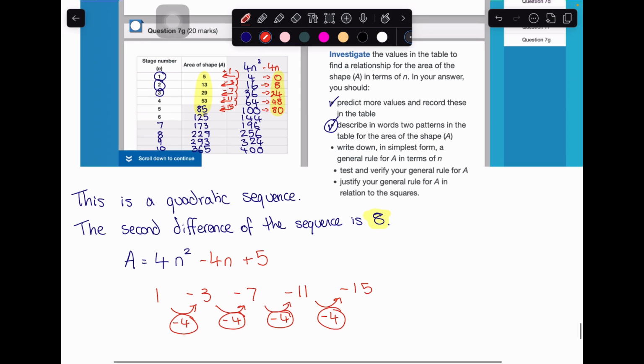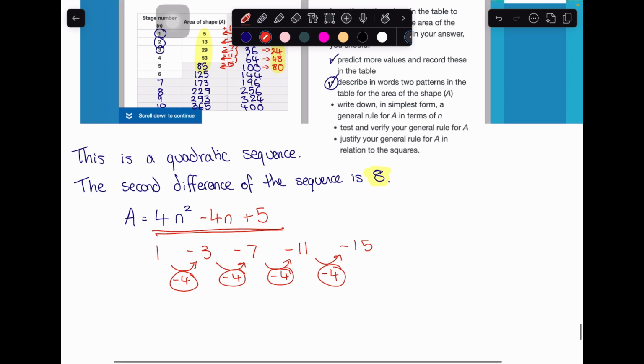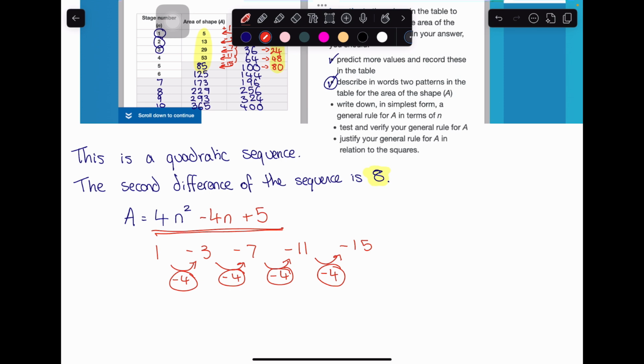This is a tough one, okay? This is a full quadratic, all right? But this indicates that you are now finally at your full quadratic because we have an n squared, an n value, and a constant. Okay, so then we want to test and verify.